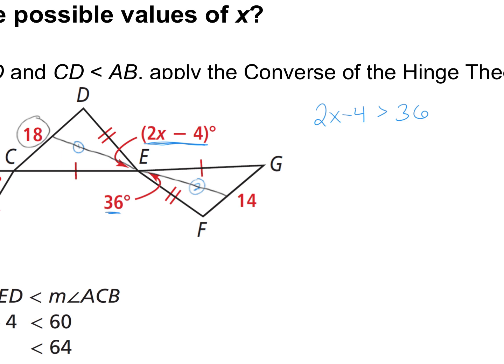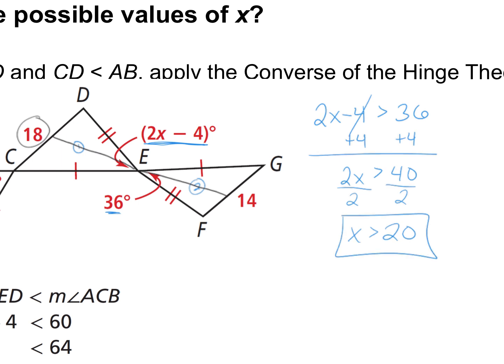So then how do I solve that inequality? Add 4. 2x is greater than 40. And then next step, divide by 2, x is greater than 20. Okay? We're not going to be writing compound inequalities today, just the one inequality. Okay? So another example similar to that, we're going to look at these other two triangles quick.